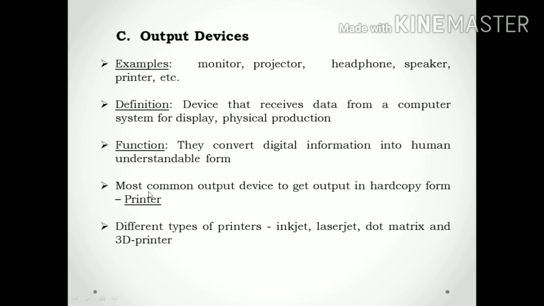Okay, so the most common example of output device to get the output in hard copy form is printer. As we already know, we have used printers, right, to get the hard copies. Okay, so this is the most common output device to get output in hard copy form. What are the different types of printers? There are different types of printers like inkjet, laserjet, dot matrix, 3D printer, etc. And nowadays 3D printer is a new type of printer.